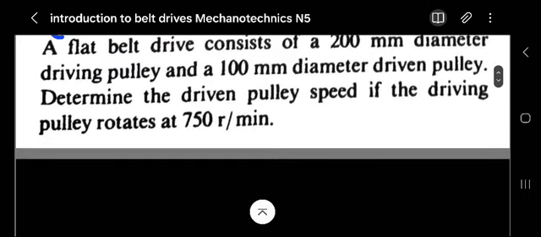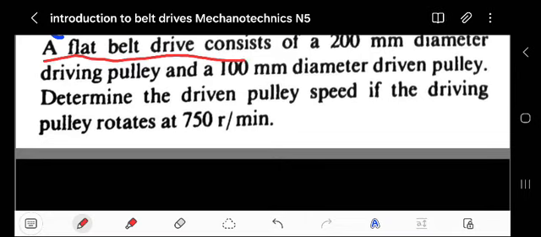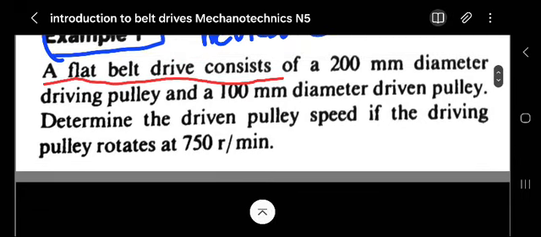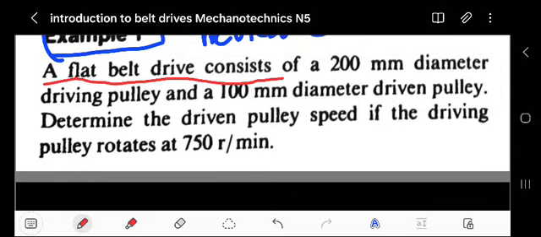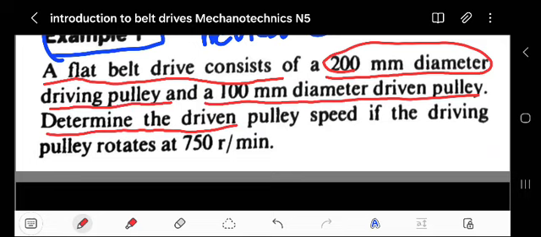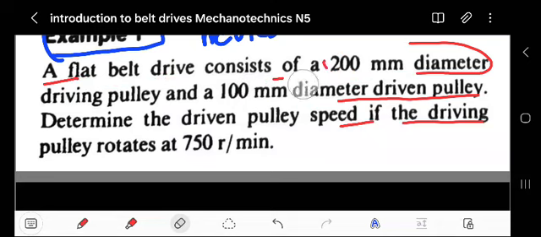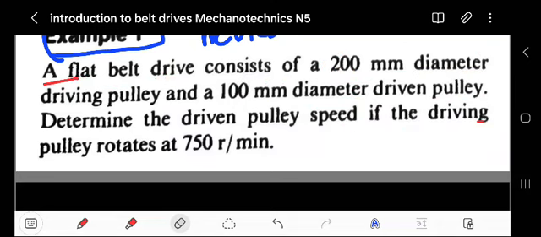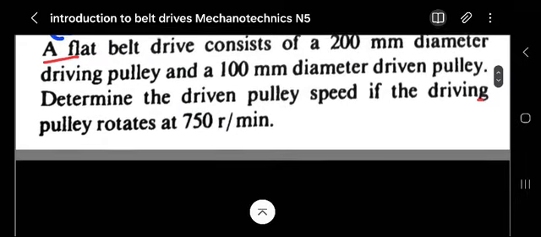A flat belt drive consists of a 200 millimeter diameter driving pulley and a 100 millimeter diameter driven pulley. Determine the driven pulley speed if the driving pulley rotates at that speed. So you see how the cookie crumbles there. This is just the basic one.